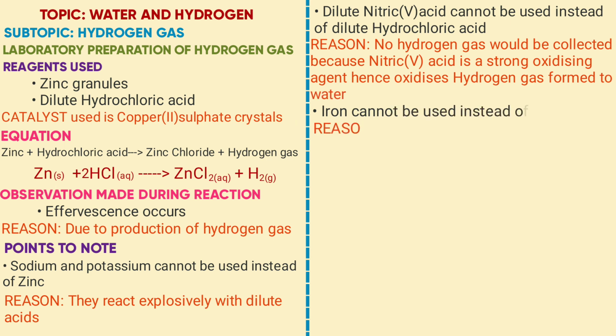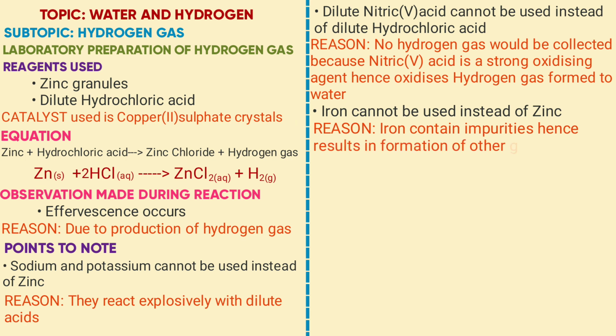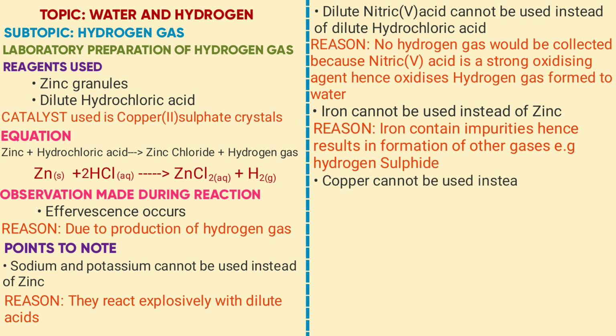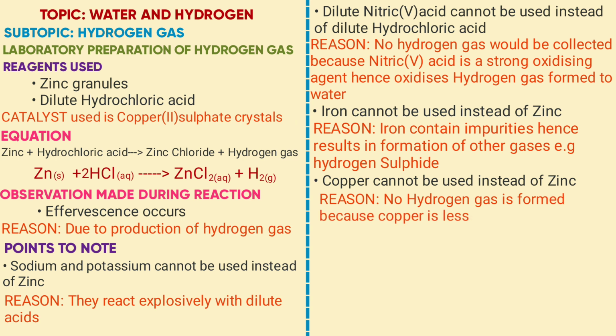Now iron cannot be used instead of zinc. Reason: iron contains impurities and results in the formation of other gases, e.g. hydrogen sulfide gas. Now copper cannot be used instead of zinc granules because no hydrogen gas will be formed, because it's less reactive than hydrogen, hence cannot displace hydrogen from the acid.